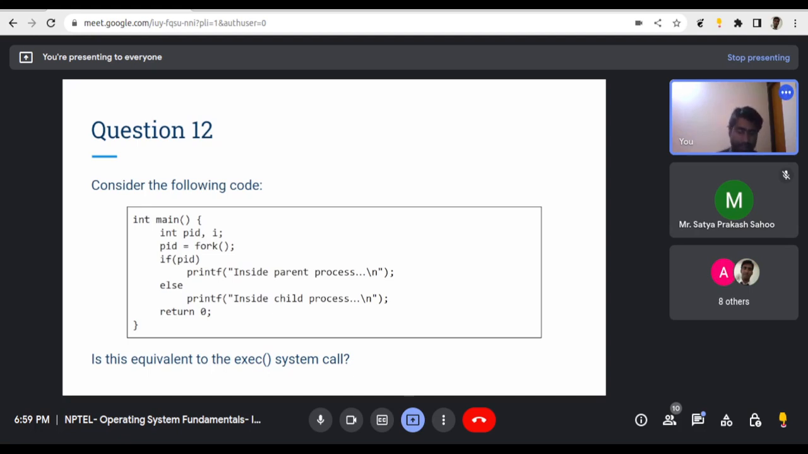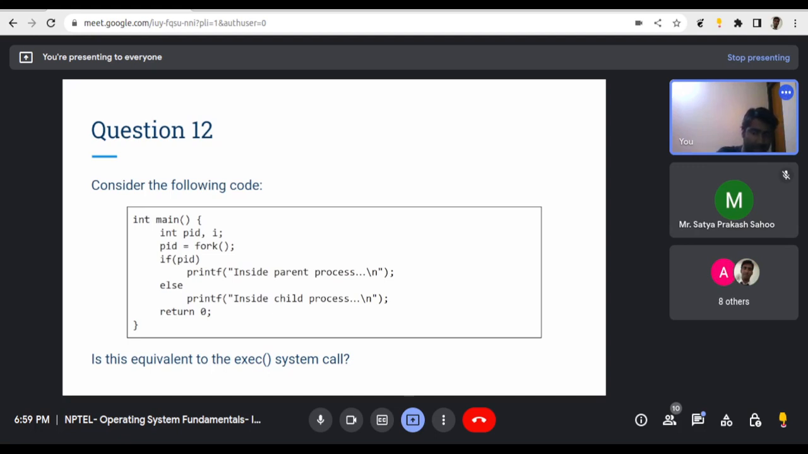I have written just two different printfs, but you can write a different set of instructions for the parent process and the child process. Suppose you can print hello world in the parent process, and you can add two numbers or multiply two numbers in the child process. So it is doing different sets of tasks, right? We can make it do different tasks depending upon whether it is in the parent or the child process. But is this equivalent to the exec system call, which can also be used to do a different set of tasks in the child process?